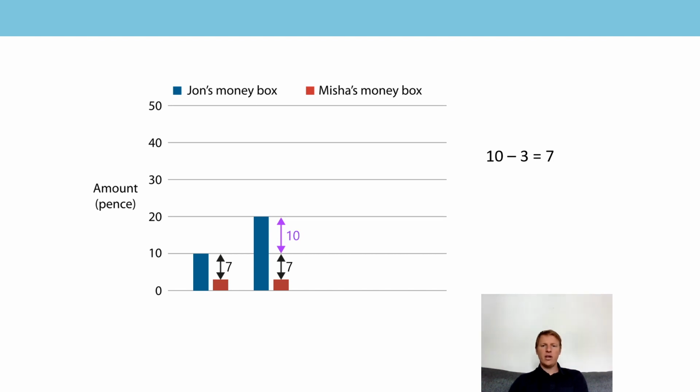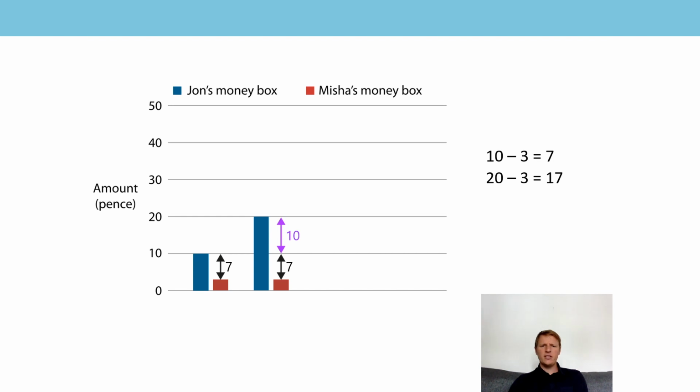It's increased by 10. So what would our equation be now? How much money did John have? That's our minuend. John had 20 pence. How much money does Misha have? That's still 3 pence. And what's our difference? It's increased. What was it? Great. 20 subtract 3 is equal to 17.